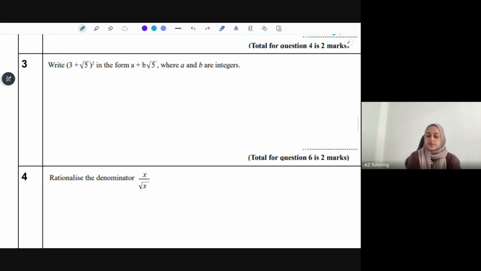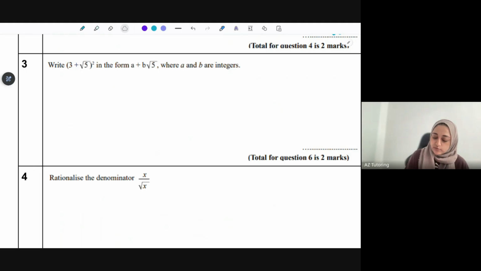Write (3 + √5)² in the form a + b√5. Now, it's up to you. You could use a grid method or FOIL method for this. It's similar to expanding brackets, it's the same method, but it's just surds instead of letters. So I will do both ways.